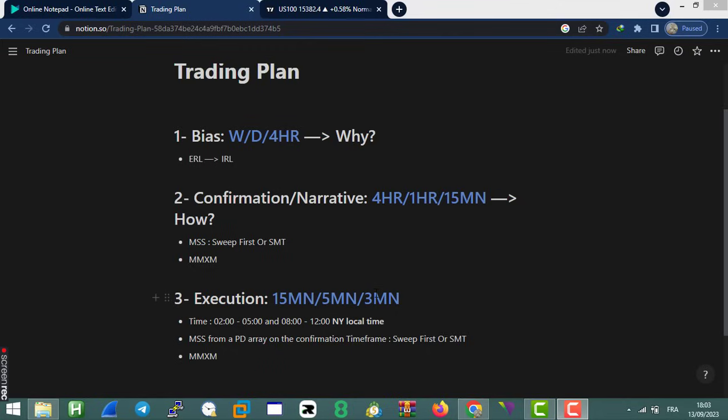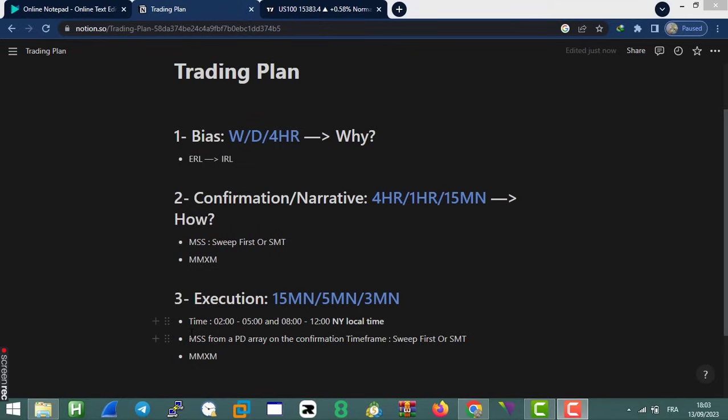Again, these are not static rules. You can mess around with the time frames, but these are best practices. So here we're going to add the element of time, so we need time on our side here. The time windows are from 2 a.m. all the way to 5 a.m. and from 8 a.m. all the way to 12 p.m. New York local time. So make sure to use New York local time on TradingView.